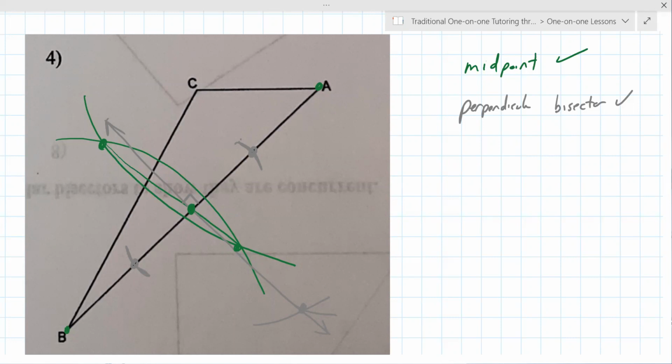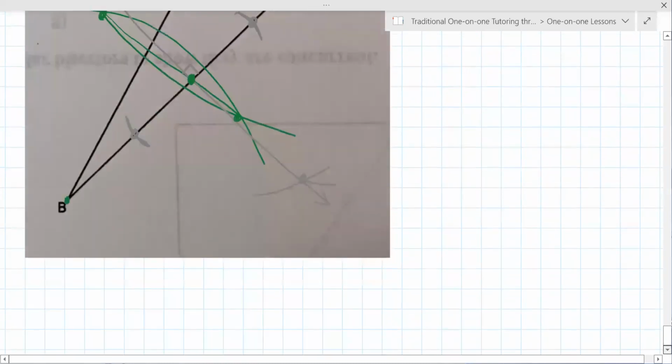Can we finish this page? Do you think we'll have time to finish this? Yeah, I'll do my best. I just want to make sure you get everything out of this lesson that you want.